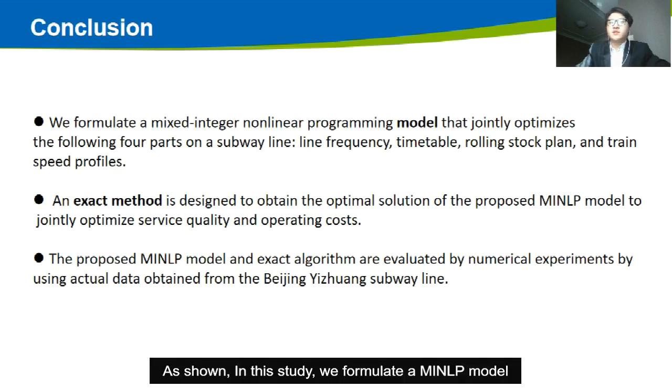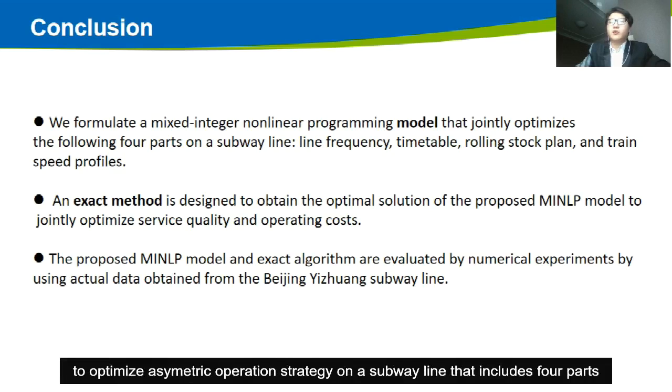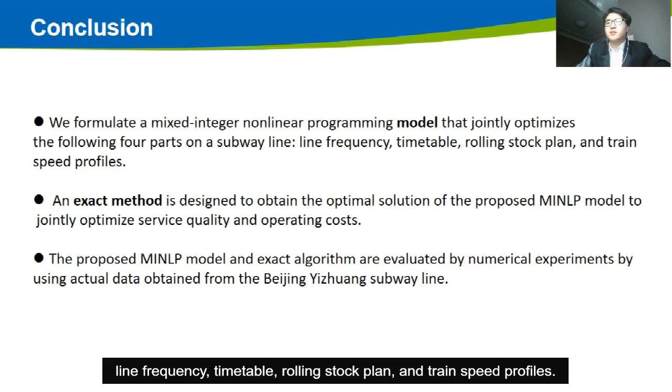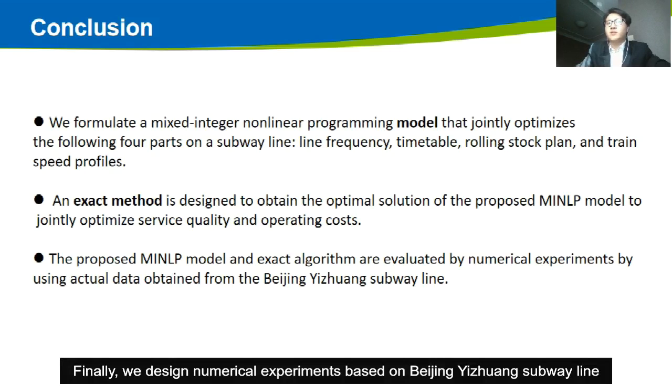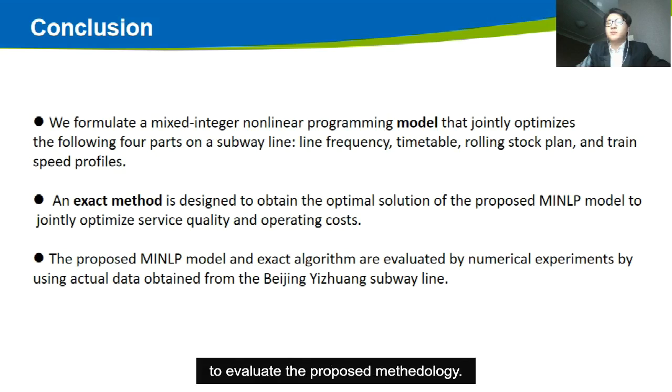Last, conclusions, also our contribution. As shown in this study, we formulate a MINRP model to optimize asymmetric operating strategy on a subway line that includes 4 parts: line frequency, timetable, rolling stock plan, and train speed profiles. And we design an exact method to solve the proposed model. Finally, we design numerical experiments based on Beijing subway line to evaluate the proposed methodology.